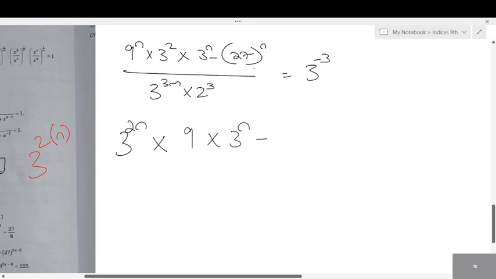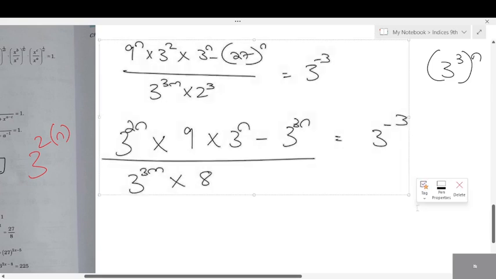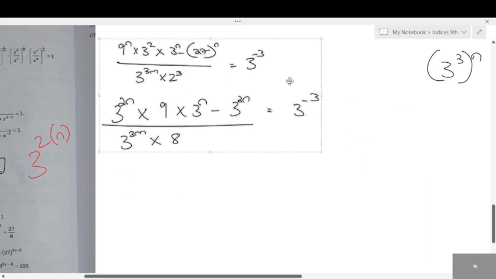Next, minus. What about 27? How can I write it? Not 2. 3 to the power of 3 into n. When you open the bracket, what do you get? 3n. Keep it as it is. Next, 3 to the power of 3m is given. Write it as it is. 2 to the power of 3. What is 2 to the power of 3? 8. Is this clear? We used all the concepts here and we did it.